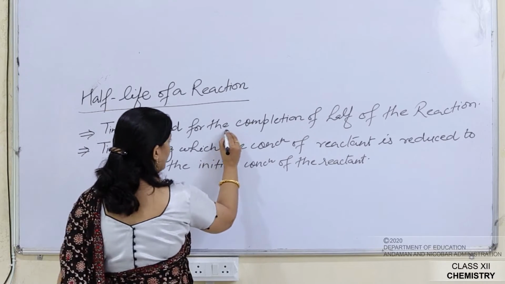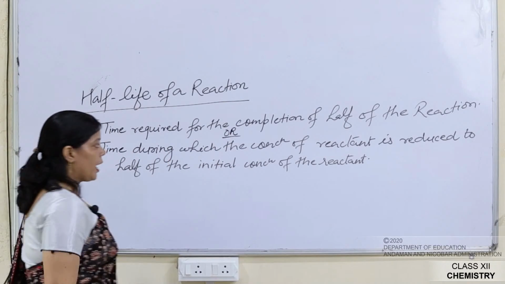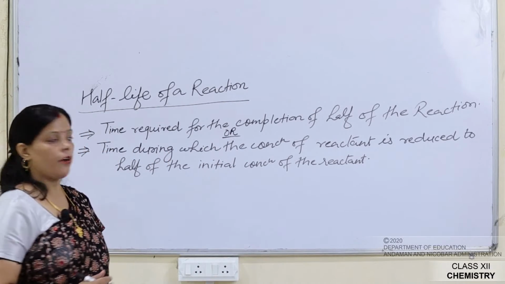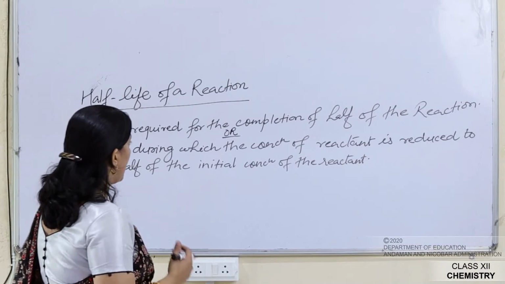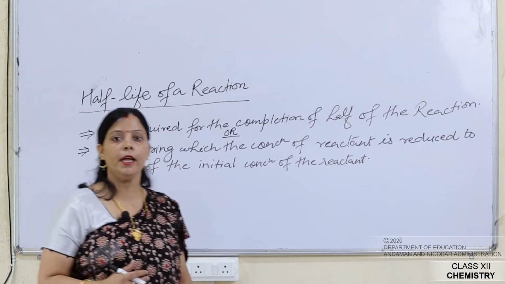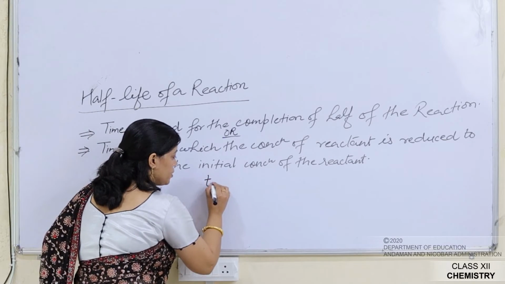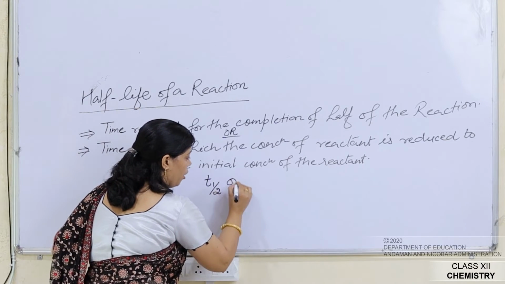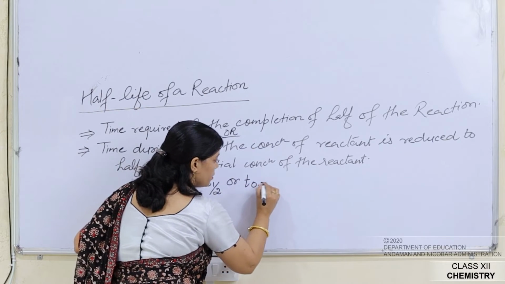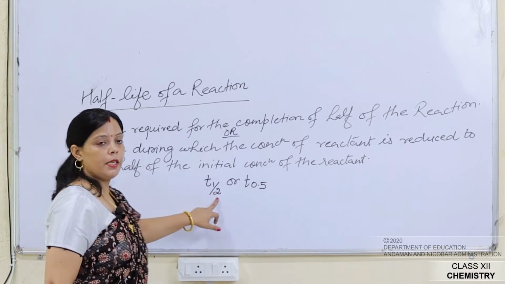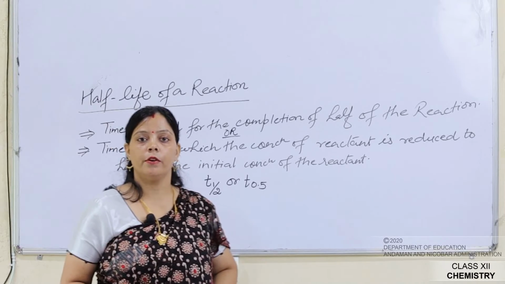The half-life of a reaction is defined as the time required for the completion of half of the reaction, or the time during which the concentration of the reactant is reduced to half of the initial concentration of the reactant. The half-life of a reaction is represented as T half, T 1/2 or T 0.5. This is the representation of the half-life of a reaction.